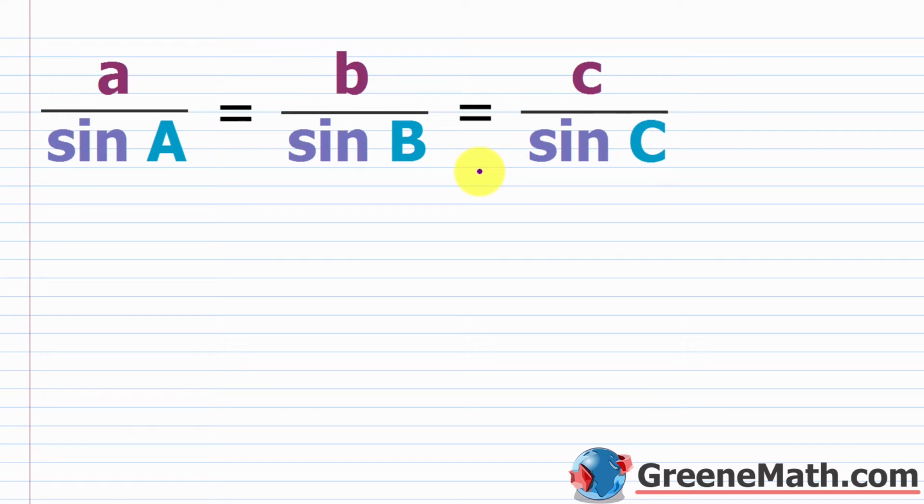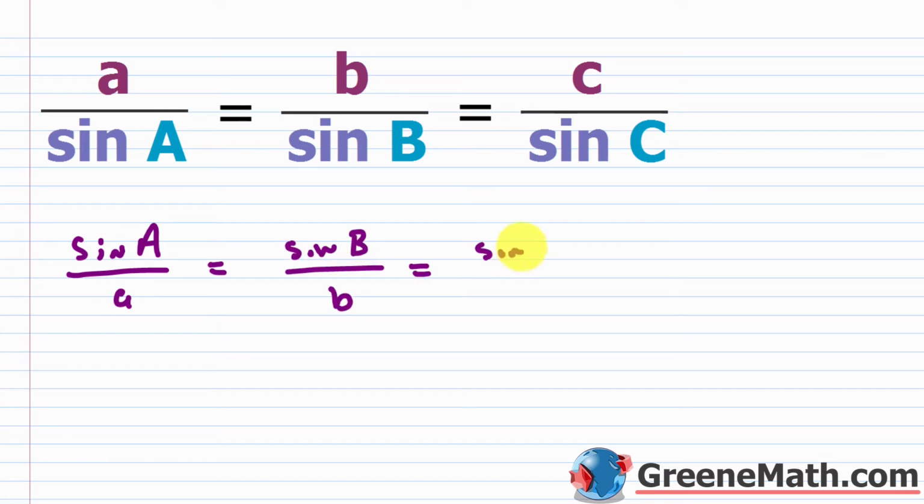Alternatively, you could also write this like this: the sine of A over a is equal to the sine of B over b, which is equal to the sine of C over c. Now, really quickly, because I know somebody's going to be confused, remember we name the triangles.